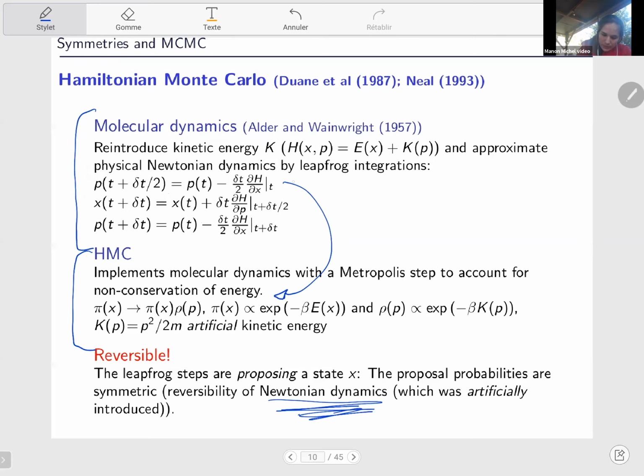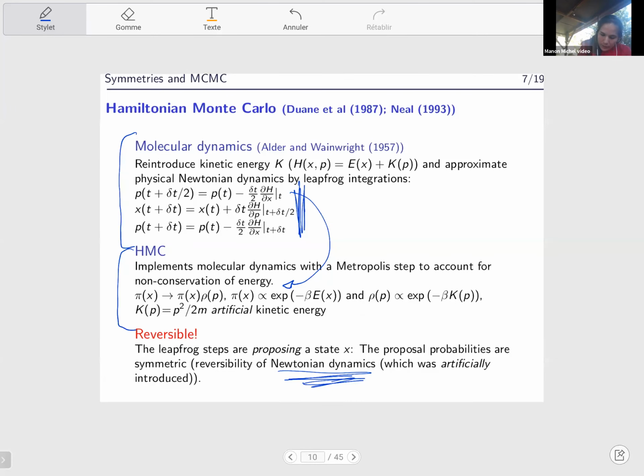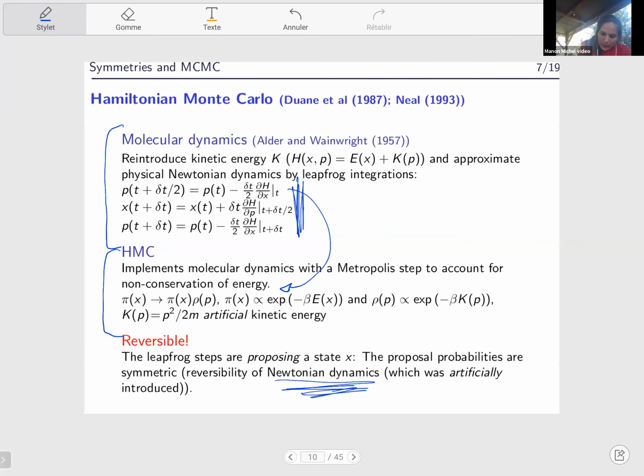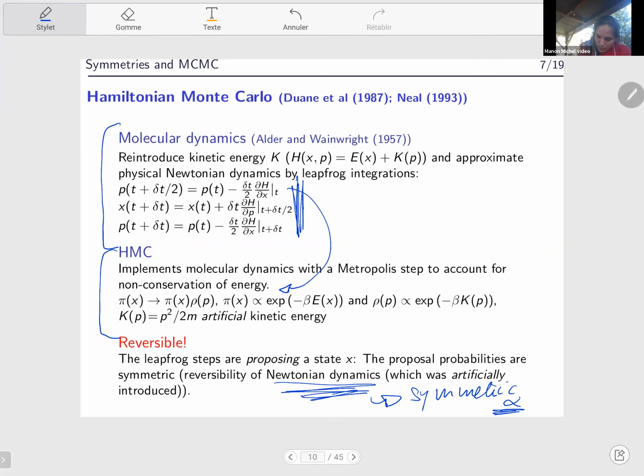And here again, we are down to symmetric a priori probabilities, which are the basis of the correctness of the algorithm. And again, this is artificially introduced. There is no reason to have this type of symmetries there.